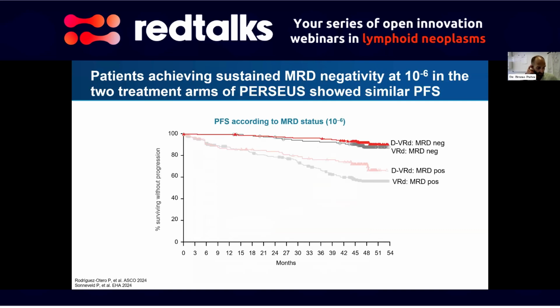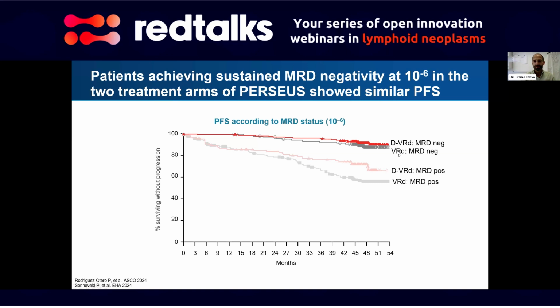One recent example of this application was the Perseus trial. In the Perseus trial, the MRD negative rates measured after consolidation, in other words, 1 year after treatment initiation, clearly predicted what was seen 4 or 5 years after as the benefit in PFS on those patients treated with the quadruplet regimen compared to the triplet regimen, Dara-VRD versus VRD.